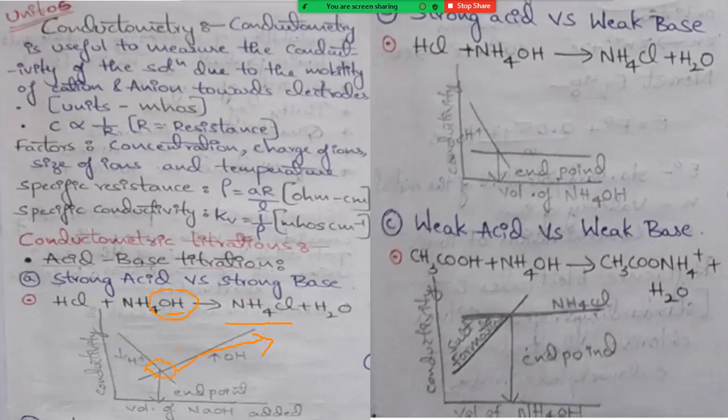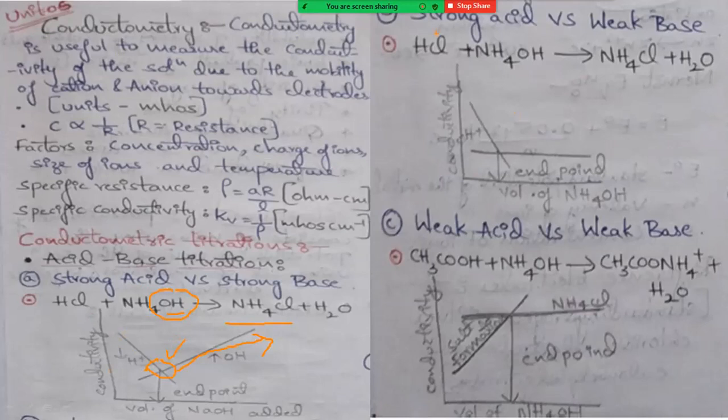So we are getting the end point by using conductometric titrations, by using conductometry, right? Without adding any indicator. Here we are not adding any indicator, but we are getting the end point. This is not a volumetric titration. In volumetric titration, generally we add indicators to visualize the color change. But here we are not adding any indicator, and we can identify the end point by using the graph.